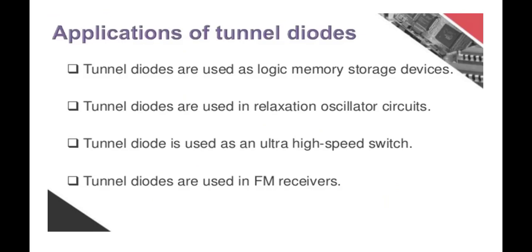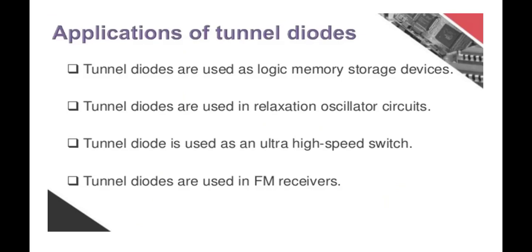And some of the applications of the tunnel diode. The tunnel diode is used as a logic memory storage device. I already told you at the beginning of this lecture. The tunnel diode can be used in memory storage devices for logic memory. Another application is the relaxation oscillator circuit, because in an oscillator circuit we can use the tunnel diode for tuning the oscillator and adjusting the crystal frequency.